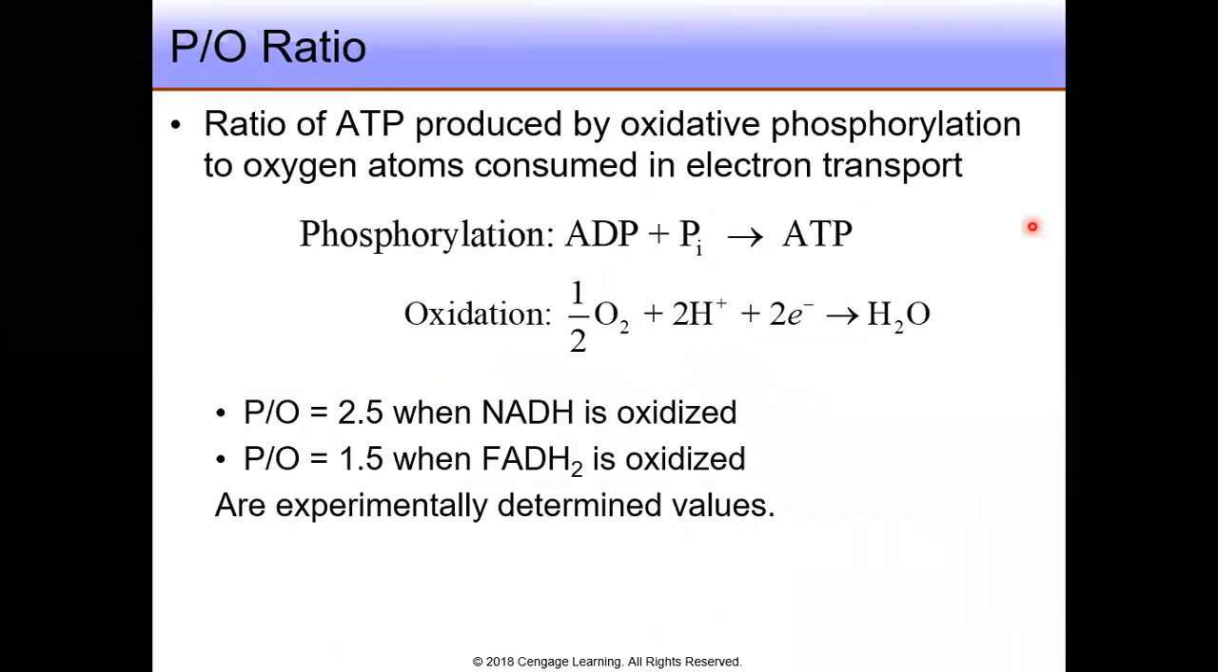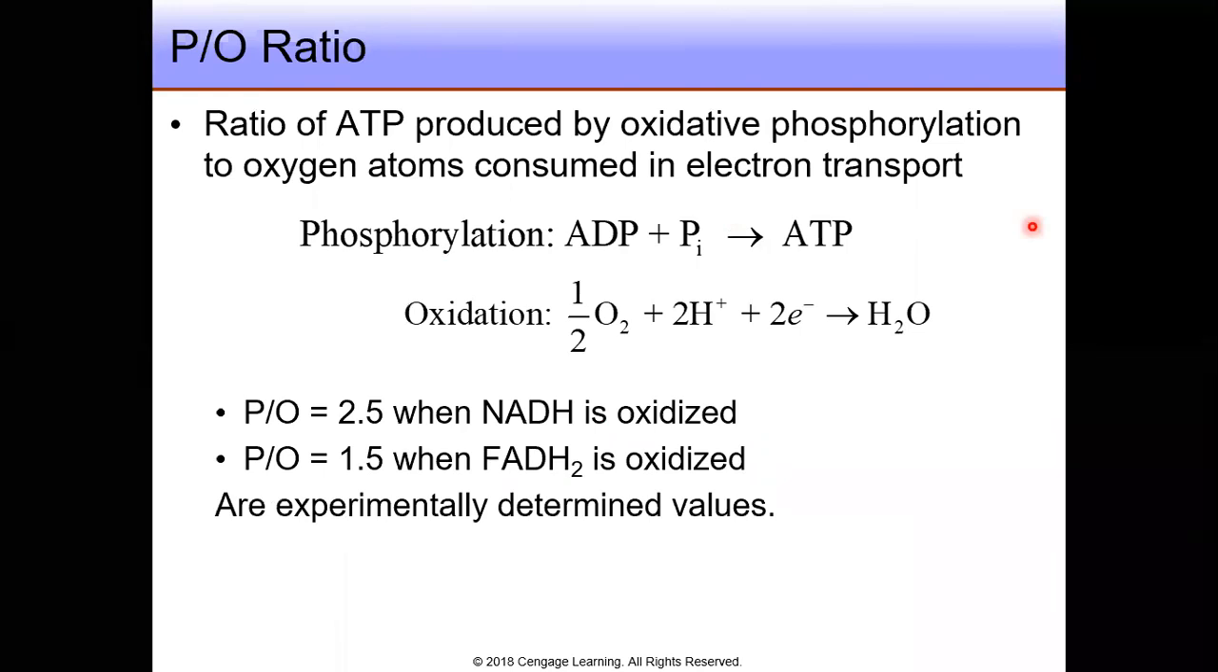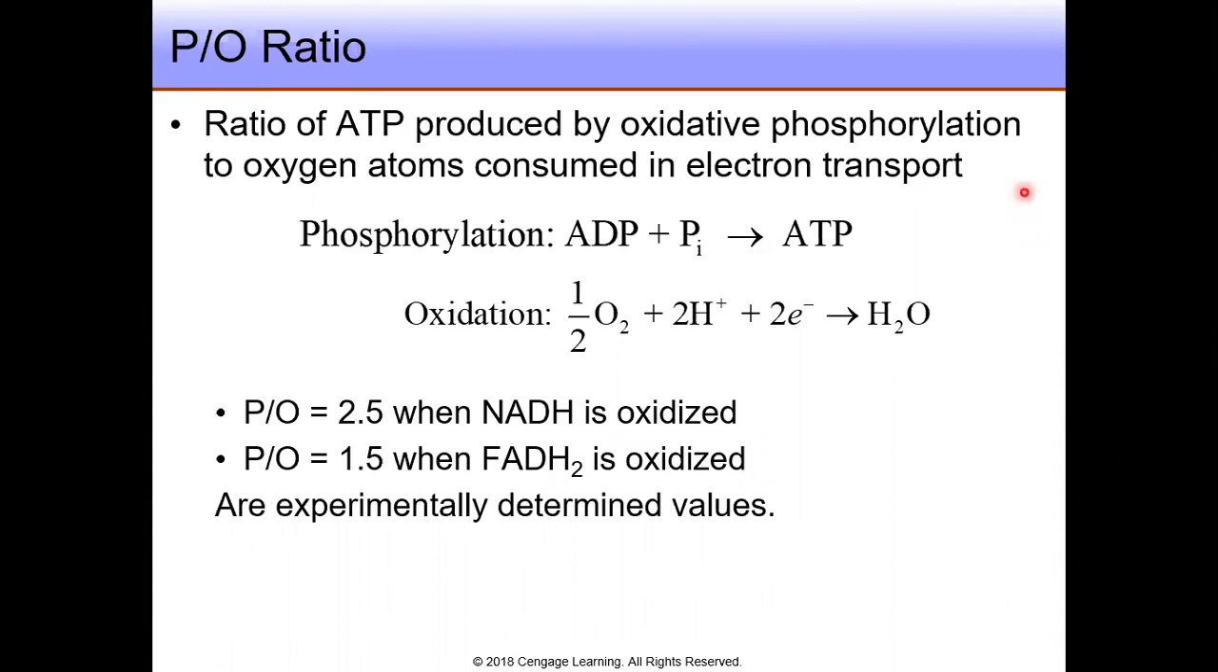Now, also there is a term called the P2O ratio, which is used to indicate the coupling of ATP production to electron transport. The P2O ratio gives the number of moles of Pi consumed in the phosphorylation of ADP to ATP for each mole of oxygen atoms consumed in this oxidation reaction, where oxygen is the oxidizing agent, but it is reduced to water.